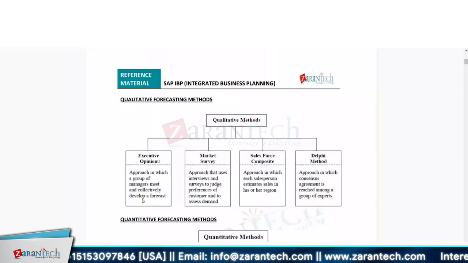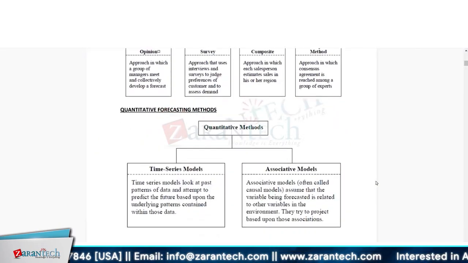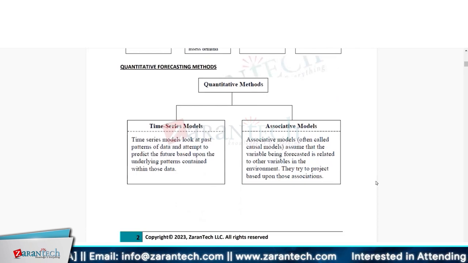Before we move on to the next methods, now we move on to the most scientific method, or I would say a mathematical method, called the quantitative method. Okay. In the quantitative method, there are two main pillars: one is the time series model, and the other is the associative model. Basically, the time series model looks at the past history, the historical data, and analyzes it in various ways to try to populate the forecasts for the future.